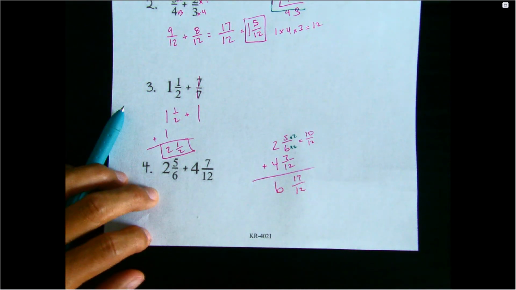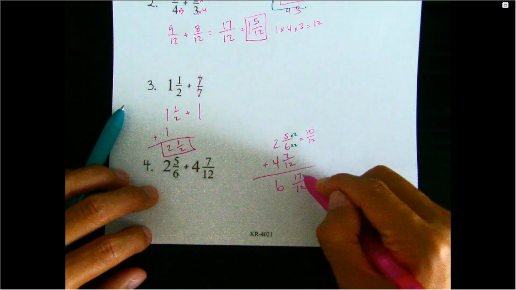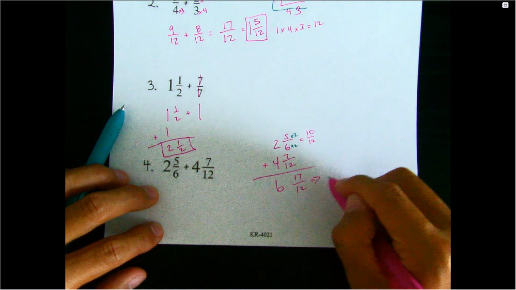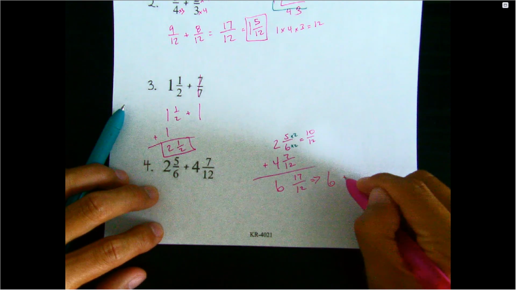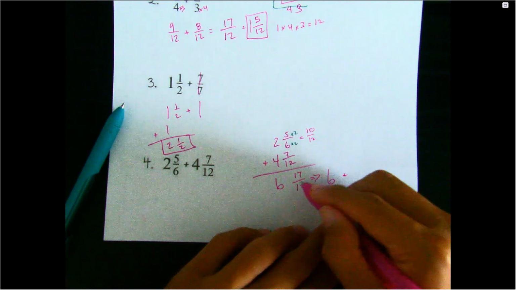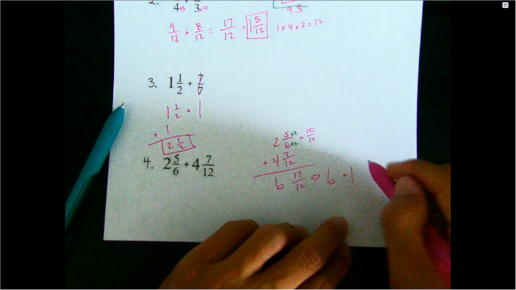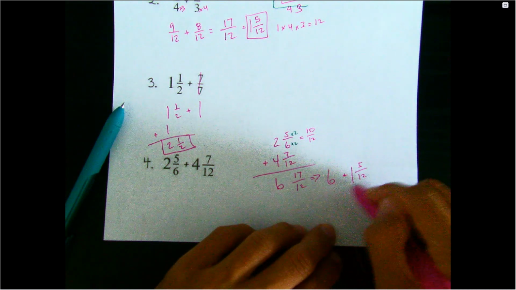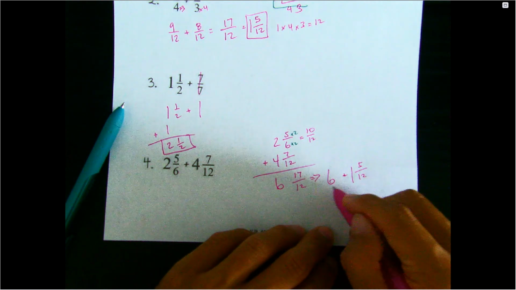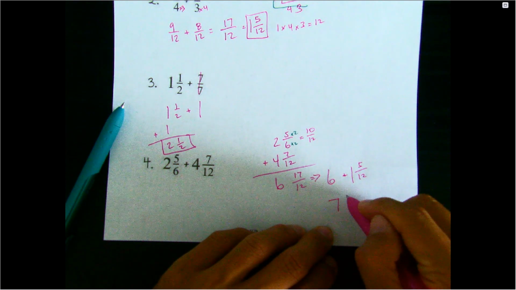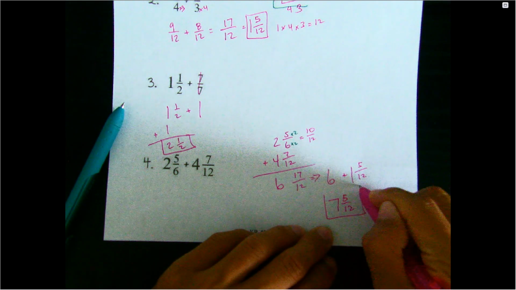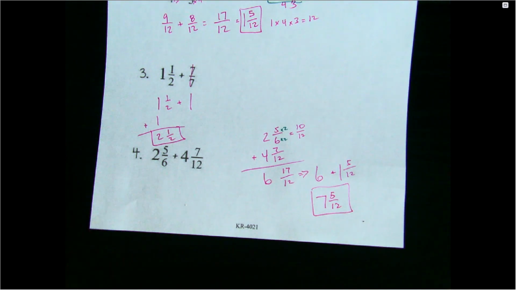So 6 and 17/12, but this is improper, so I've got to turn that into a mixed number. So that turns into 6 and what? Well, 12 goes into 17 one time, and then you have 5 left over. 5 over 12. So this is not your answer, 6 plus 1 and 5/12. You add the 6 and the 1, which makes it 7 and 5/12. And that is your answer for that last one.